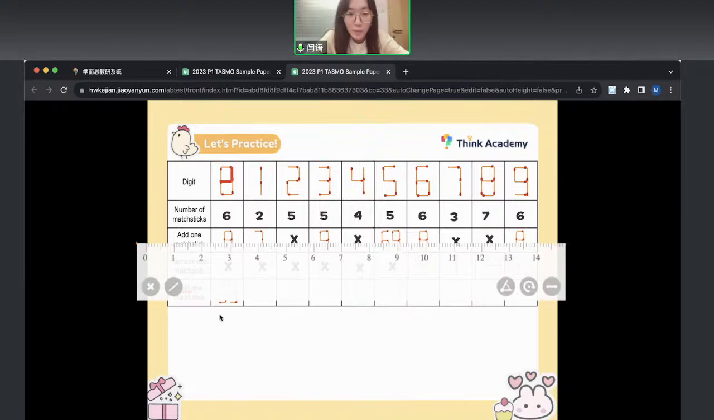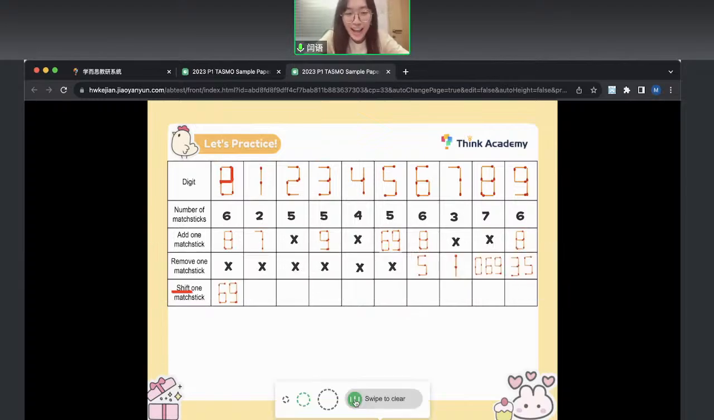So here also you can move one. Okay, and also you can move one. Look, here I can move this one to the middle. So then I can get a 9, right? Okay, so this is about the shifting. This is about the moving. Okay, and again, everyone try to think about it.